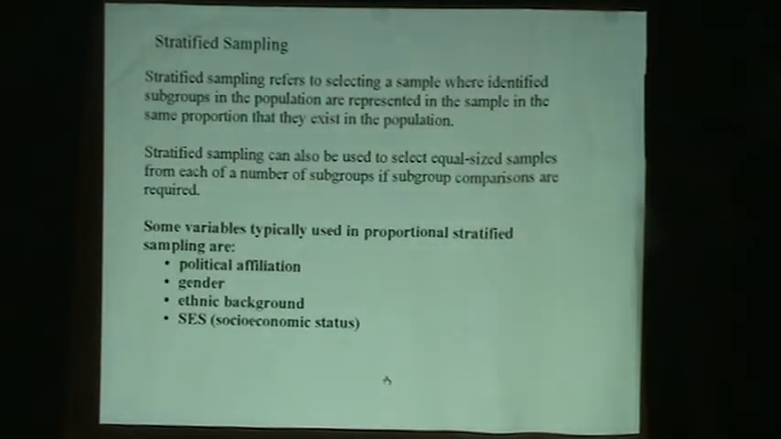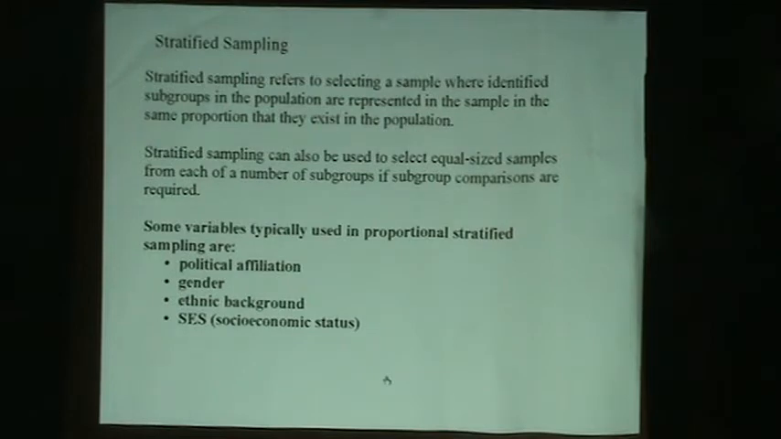However, sometimes it's not practical, or it isn't the best. So sometimes we might want to use stratified sampling, and it refers to selecting a sample where identified subgroups in the population are represented in the sample in the same proportion that they exist in the population. So if we have a population that has different strata in it, then we want to see that each strata is represented proportionally, and we use stratified sampling.